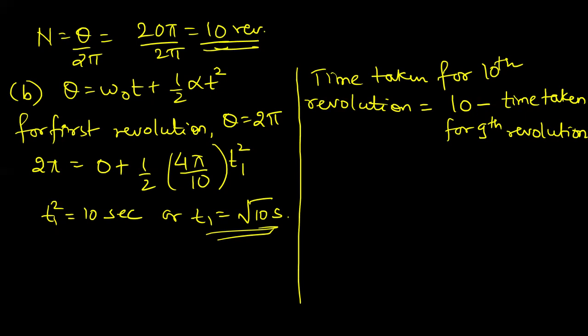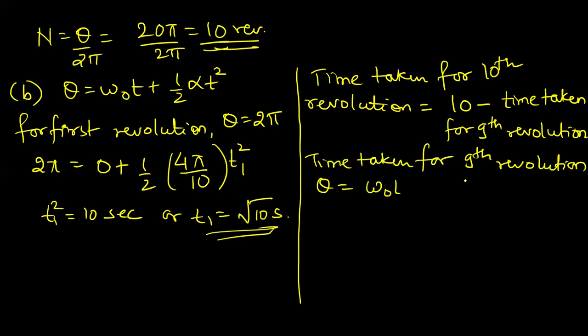Now our task again is to find the time taken for the ninth revolution. The time taken for the ninth revolution will be found similarly as you have found out for the first. So theta will be equal to omega naught t plus half alpha t9 square, where t9 is for the ninth revolution. For the first revolution it was 2 pi, so for the ninth revolution, 9 into 2 pi, that will be 18 pi. So angle theta will be 18 pi. Omega naught is 0. So 0 plus half into 4 pi by 10 into t9 square.